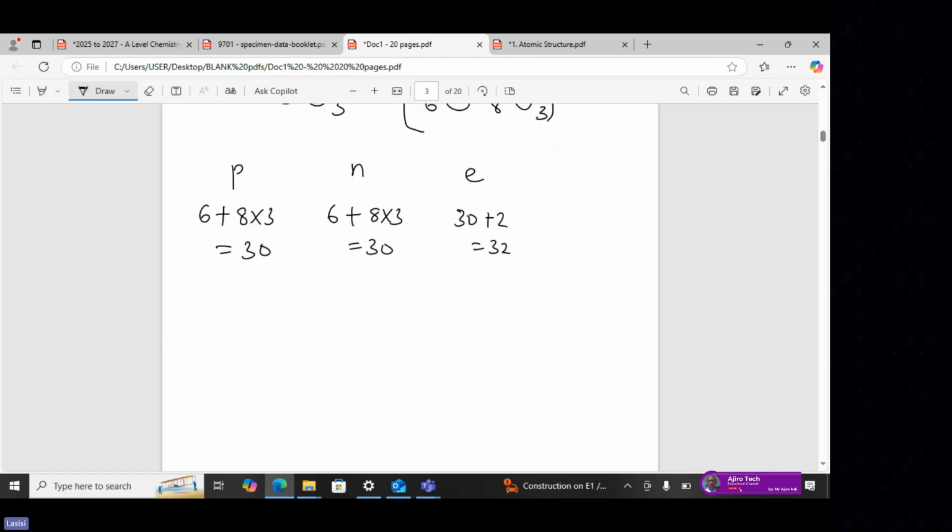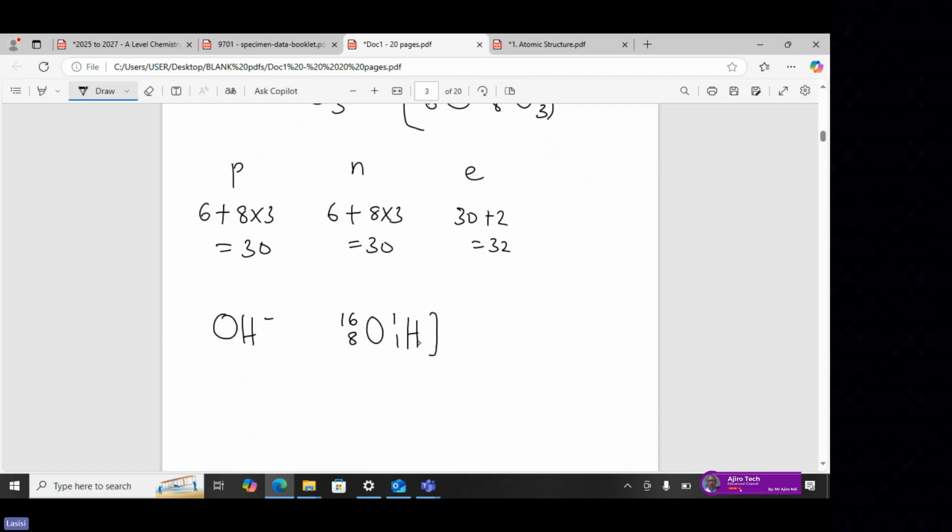Now look at this one, OH minus. How many protons, how many neutrons, how many electrons? So you separate into oxygen 16, 8 and hydrogen 1, 1. How many protons? 8 plus 1, so 9. Neutrons: 16 minus 8 is 8, and 1 minus 1 is 0, because there's no neutron in hydrogen. So neutrons are 8. What about electrons? It's 9 plus 1, that is 10.